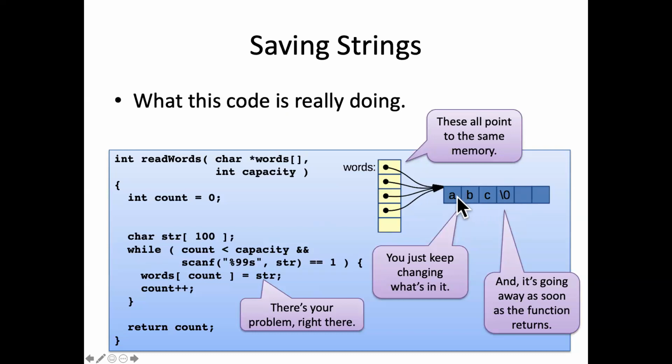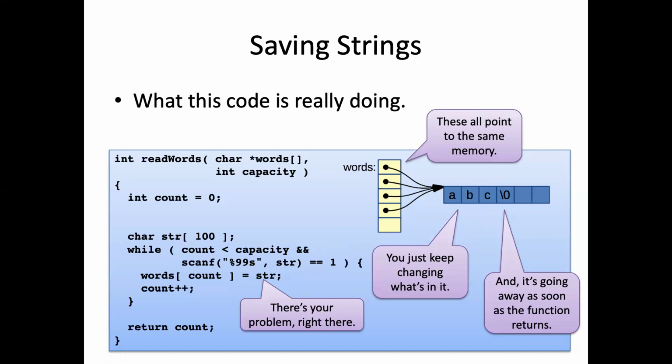Whatever's in that array is just going to be the last word you happened to read. Since we were just on this line, we're overriding that array every time we try to read a word. And all of these pointers are pointing to this little 100-element array, which is a stack variable. And it's going to go away as soon as this function returns.